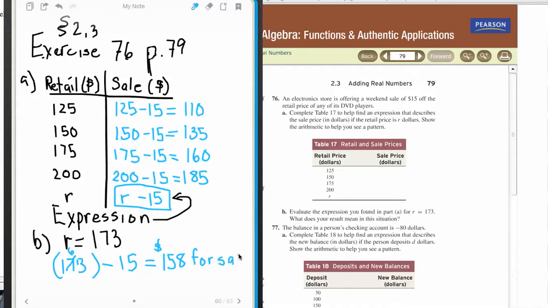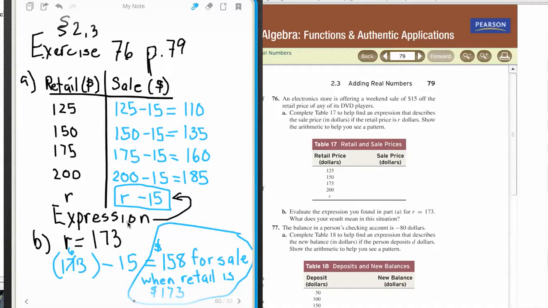And that's the sale price when our retail price, and I'll be thorough here because we want to describe this, when retail is $173. So there we go. And so this would be our very, very thorough answer right there. $158 for the sale when the retail is $173 is what this value or evaluation means.